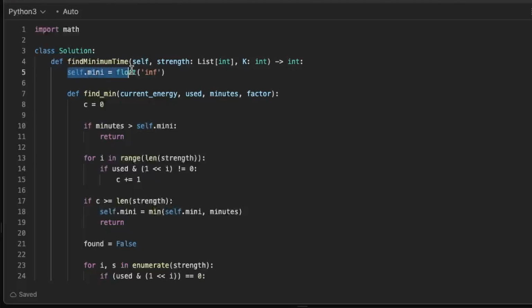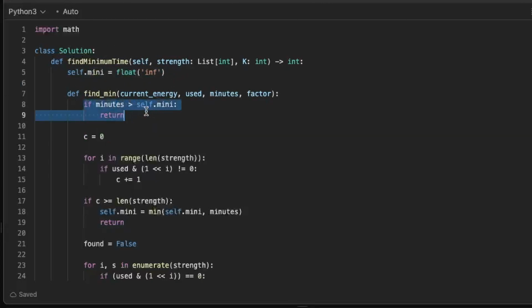So the first thing I want to do here is just keep track of the minimum amount of minutes that we have found so far. So we're going to start this with infinity, and then as we find valid configurations of lock breaking, we can update our minimum value here and finally return this at the end.